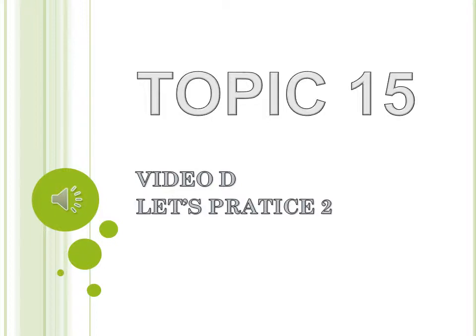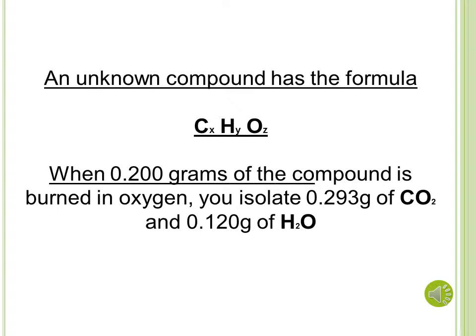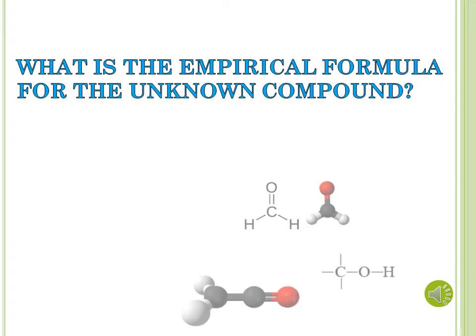Topic 15, Video D. Let's practice 2. An unknown compound has a formula CHO. When 0.200 grams of the compound is burned in oxygen, you isolate 0.293 grams of carbon dioxide and 0.120 grams of water. The question is, what is the empirical formula of the unknown compound?